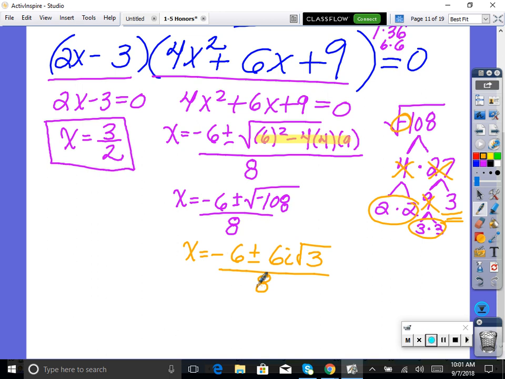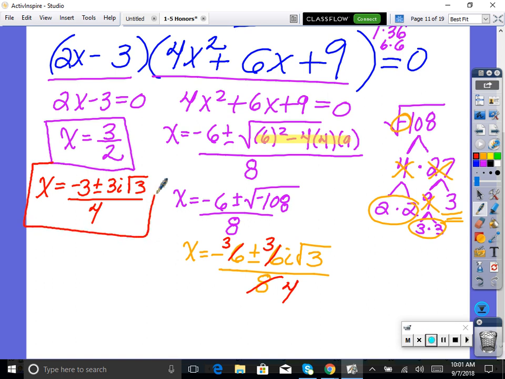Then you'd say, if all 3 things divide by something in common, I can divide it out. We all divide by 2. This becomes a 4, a 3, and a 3. So put all your answers in the same spot. So x is equal to 3 halves, and x is equal to negative 3 plus or minus 3i root 3, all over 8. No, 4. Right. No, it's fine. All over 4. So then you would check.